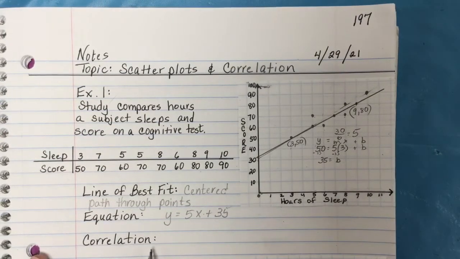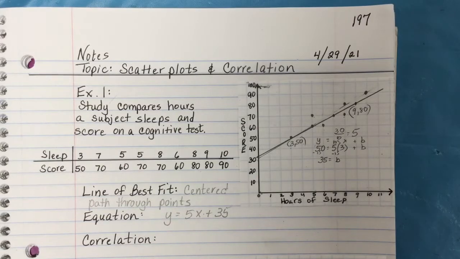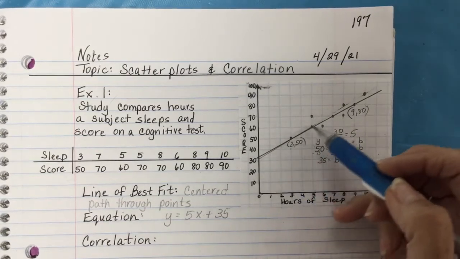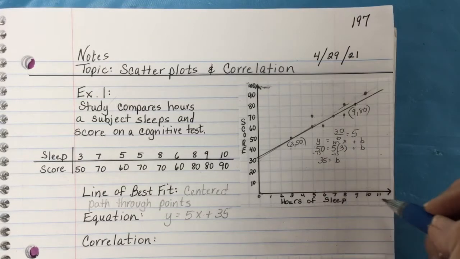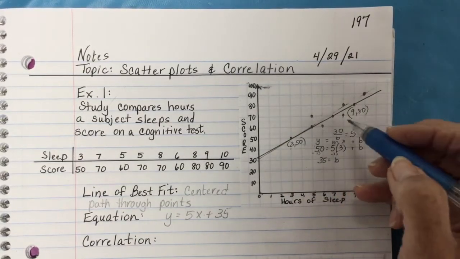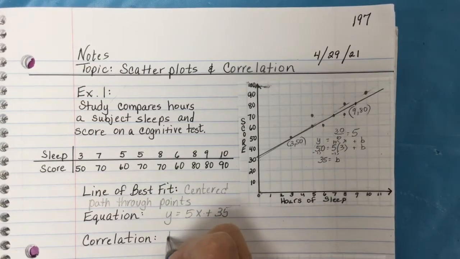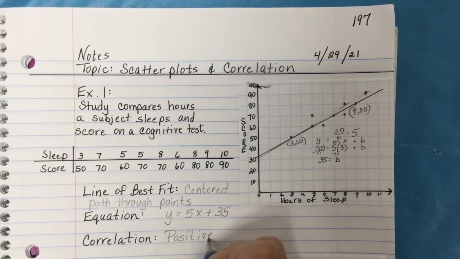Now, correlation's saying if it falls in a straight line or close to a straight line, then it's correlated. If the line has a positive slope, meaning as the hours of sleep increase, the scores also increase, that's what happened. They both increased. Then that's called a positive correlation, and the slope is positive.